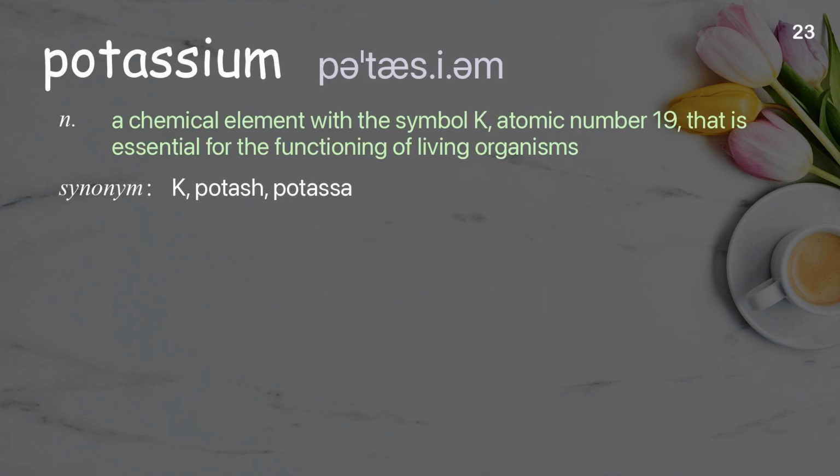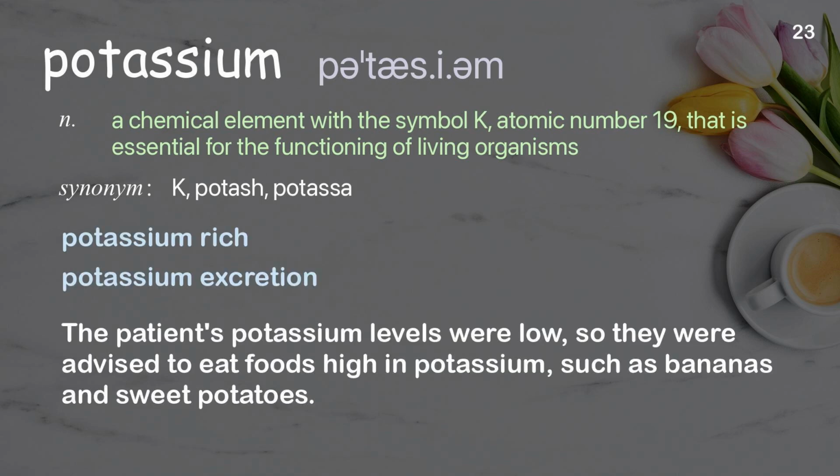Potassium. A chemical element with the symbol K, atomic number 19, that is essential for the functioning of living organisms. Examples: potassium rich, potassium excretion. The patient's potassium levels were low, so they were advised to eat foods high in potassium, such as bananas and sweet potatoes.